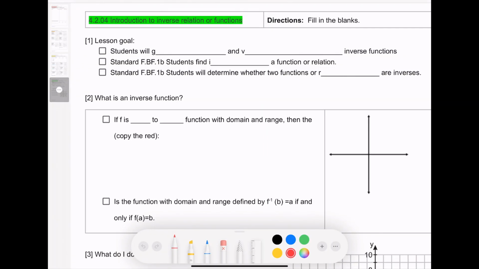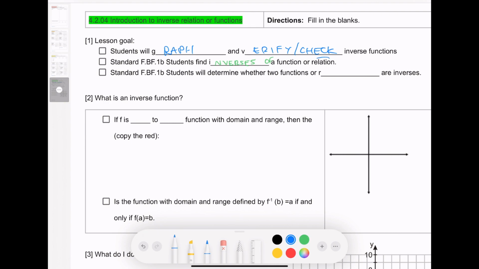Our lesson goals: students will be able to graph and verify. They're verifying if seniors should get their gowns. They're not giving them out, even if they paid for it, if they haven't earned it. They are checking. Check or verify the inverse functions. Students will be able to find inverses of a function or a relation.